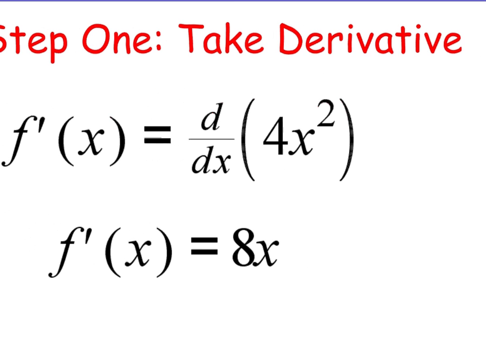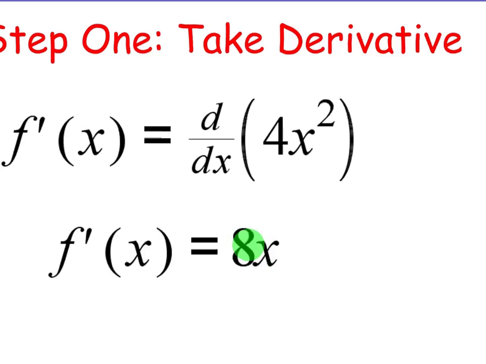So guess what? The first step is to take the derivative. We know the derivative of this using the power rule. Take the 2, move it out front. 2 times 4 is 8. Subtract 1 from the 2, it's 1. f prime of x equals 8x.